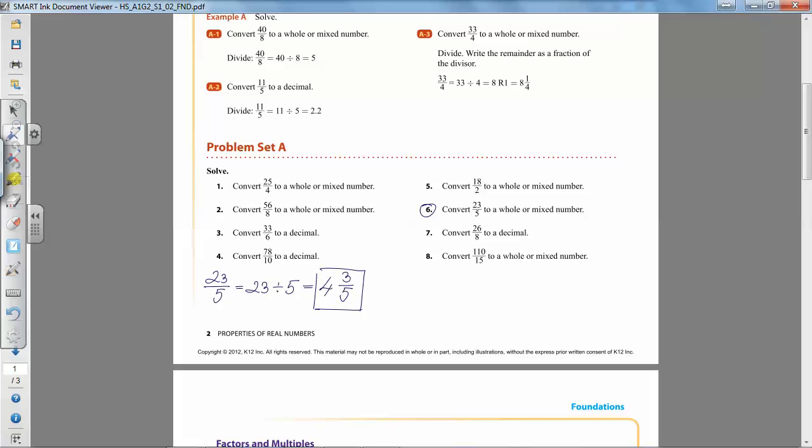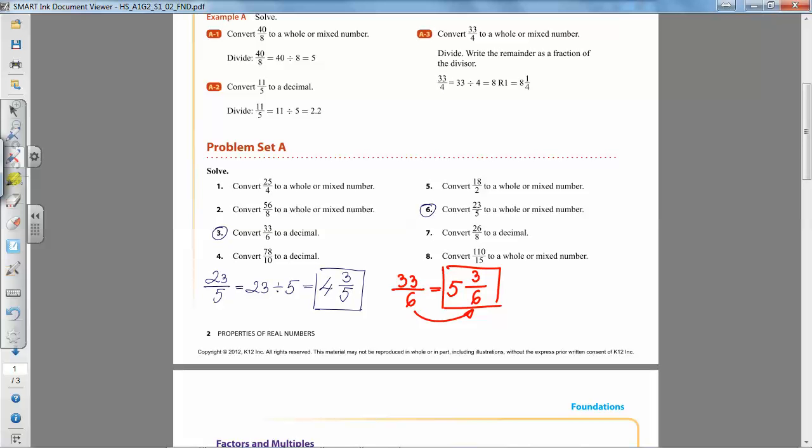Let's try another one. How about number 3? I don't know if you covered that in class. I would do it again, right? Let's use red for it. I have 33 over 6. I need to divide, right? 6 goes in 33 5 times. 5 times 6 is 30. If you take 30 out of 33, you will be left with 3 as a remainder, and that will be over 6, right? That denominator stays for your fraction part, and that's it.